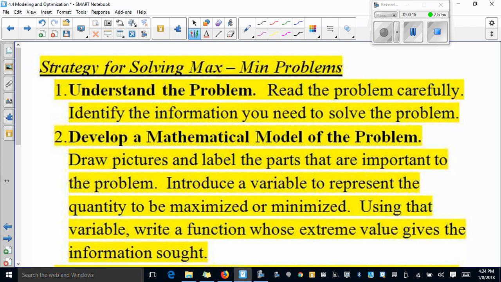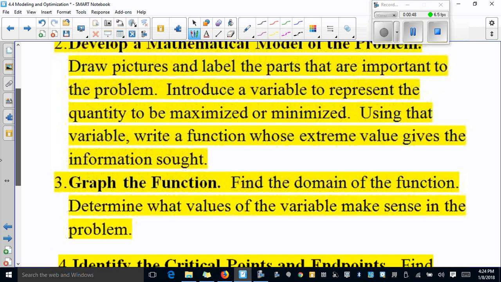So we have our strategies we have to go through, which is pretty much the same as doing any kind of word problem. Strategies for solving max-min problems: you need to obviously understand the problem, read it very carefully, and identify the information that you need to be able to solve this problem. Develop a mathematical model of the problem: draw a picture, label parts that are important to the problem, introduce a variable to represent quantities that need to be max or min. Use that variable to write a function.